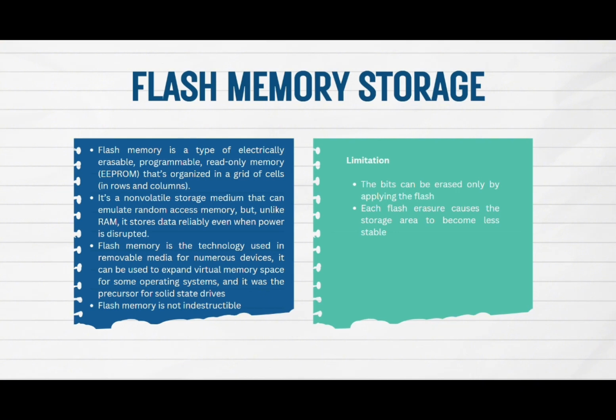Flash memory is the technology used in removable media for numerous devices. It can be used to expand virtual memory space for some operating systems, and it was the precursor for solid-state drive. Flash memory is not indestructible. So the limitation of flash memory storage is that bits can be erased only by applying the flash. Next, each flash erasure causes the storage area to become less stable.